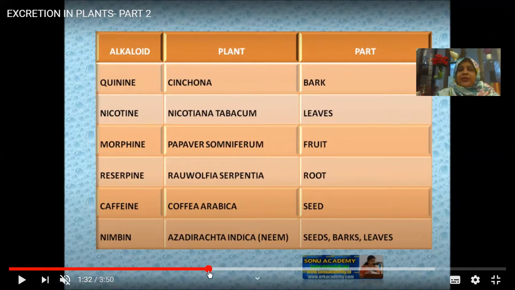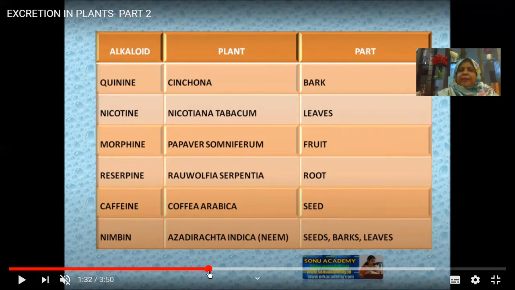Mostly patients at the last stage of carcinoma, or cancer patients, suffer with great pain. So this morphine is given to such patients, and morphine is extracted from the fruit of a plant named Papaver somniferum.